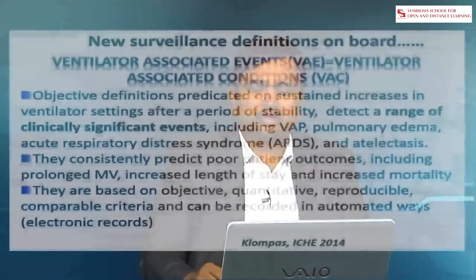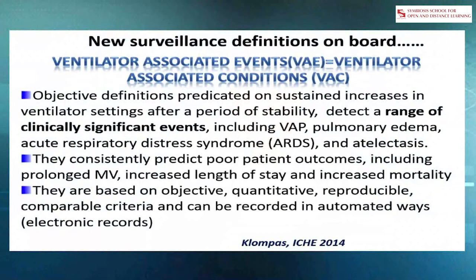So now we are going to call this VAE or ventilator associated events or ventilator associated conditions. Objective definitions are predicated on a sustained increase in the ventilator settings after a period of stability. You can read this, but I will just explain it in a simpler way. Suppose your patient has been put on an endotracheal tube and attached to a mechanical ventilator, and you see that this person is requiring a constant FiO2, or a minimum concentration of oxygen, of, for example, 40%.